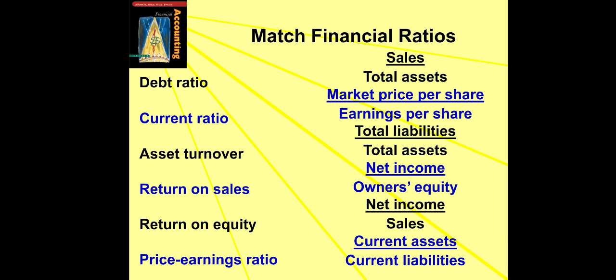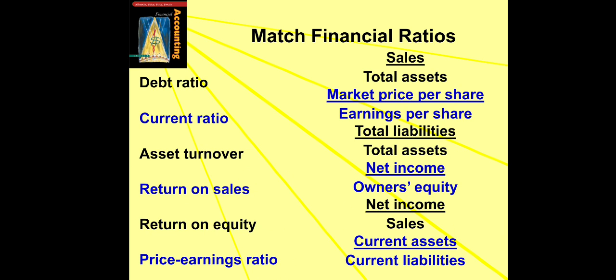Okay, these are the ratios. There are 6 ratios, but you have to know 5. You have to focus on 5 ratios only. Debt ratio, current ratio, asset turnover, return on sales, return on equity. Price earning ratio is for your general knowledge.